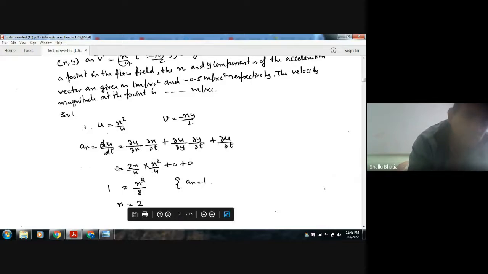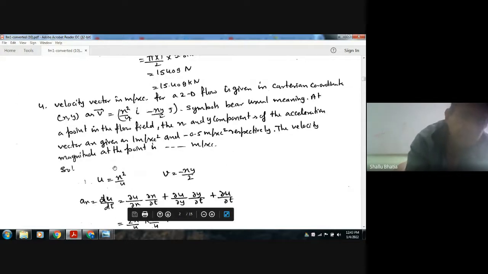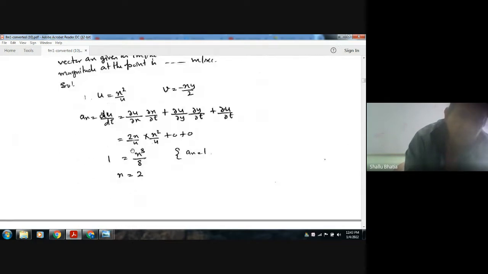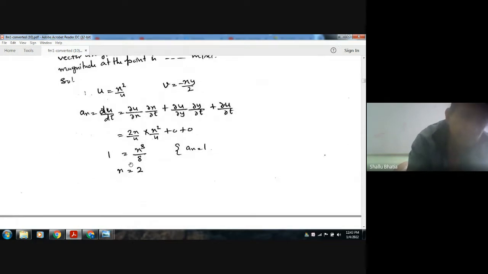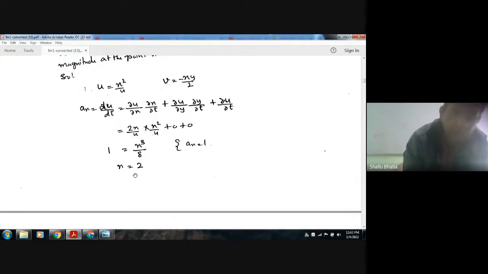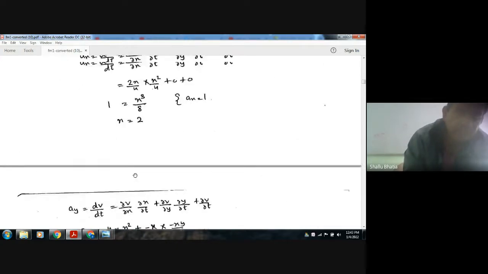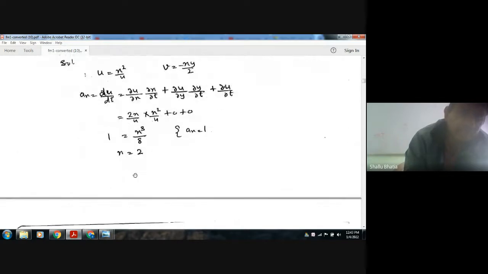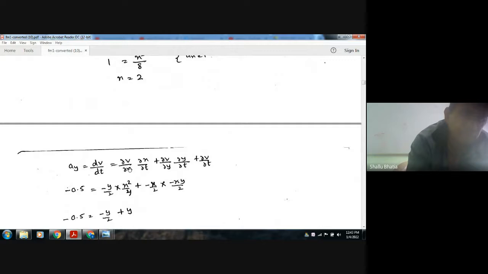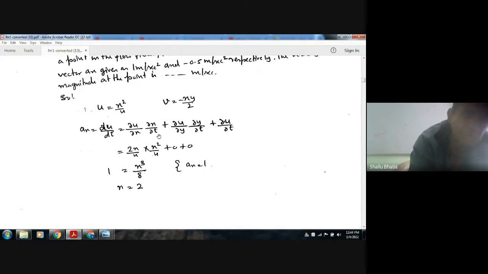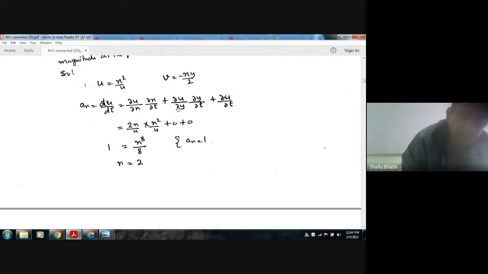So as the acceleration component in the x direction is 1, putting it equal to 1, x is equal to a, x cubed is equal to a. Now finding ay: dy by dt is curly v by curly x plus curly v by curly y plus curly v by curly t. Similarly in the x direction. Now v is not a function of t, so curly v by curly t is 0.